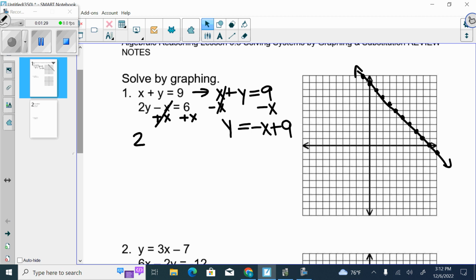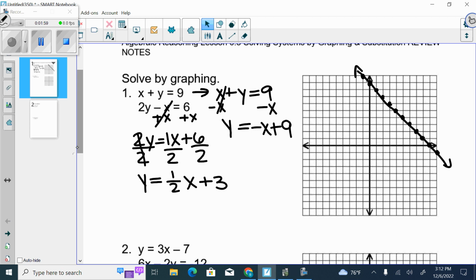So then I'll have 2y equals, can we actually add 6 and x? So we leave them separate, x plus 6. All right, then what should we do? Divide everything by 2. Very good. All right. So what's that secret number in front of x? A 1. So I have 1/2 x plus, what's 6 divided by 2? Very good. All right, so now it's ready to graph.